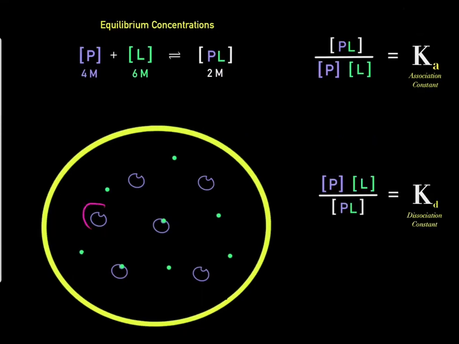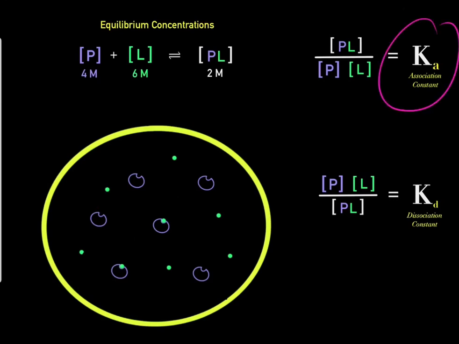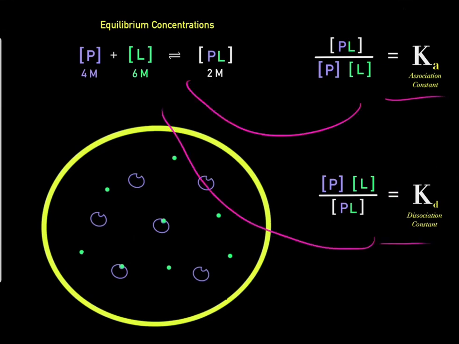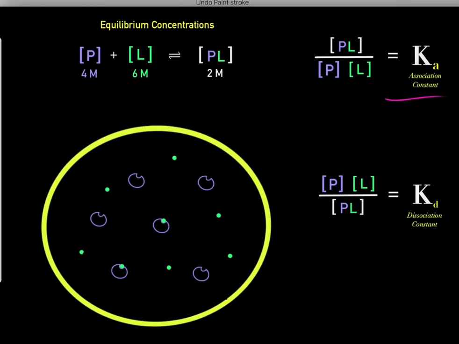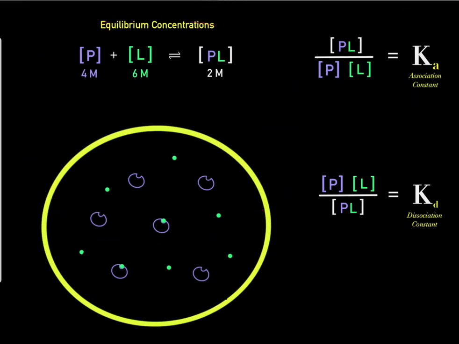So again, every protein-ligand interaction has its own association constant and dissociation constant. And again, both these values tell you the same information. They tell you about this particular reaction at equilibrium. It tells us what this reaction looks like once it reaches equilibrium.